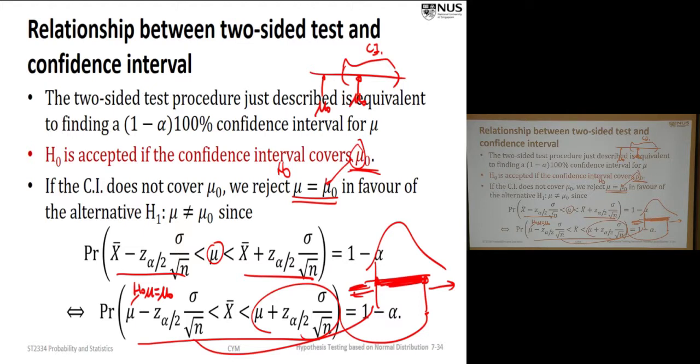If you don't get it, just remember: if you construct a confidence interval, and it does not cover the value of the parameter under the null hypothesis, you can reject the null hypothesis. If it covers the value, then you do not reject the null hypothesis.